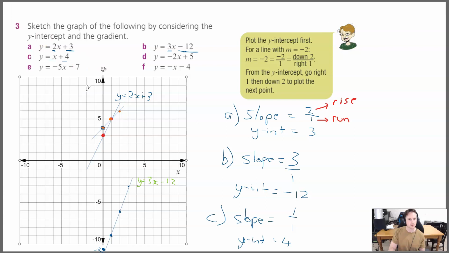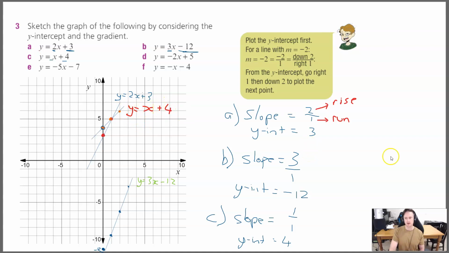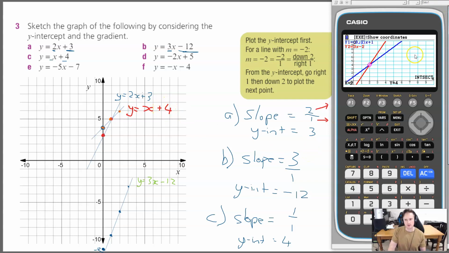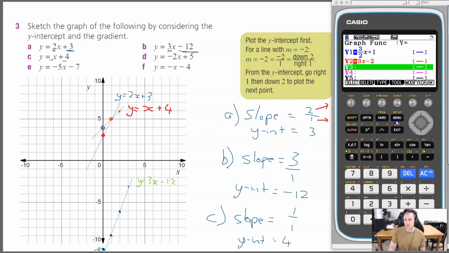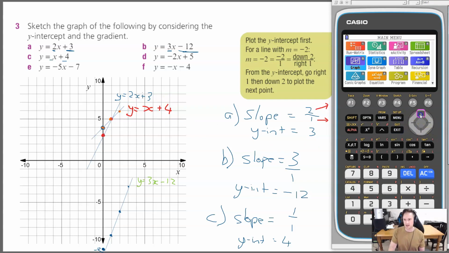So that one there is going to be, oops, wrong color. Y equals x plus 4. Okay. Now I'll just show you very quickly on the graphics calculator. If I just go back to the beginning here, you can graph these on your graphics calculator.